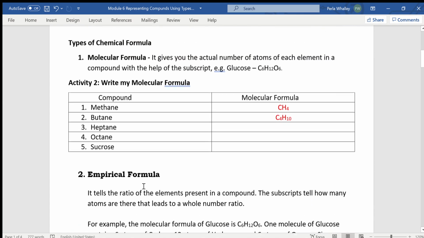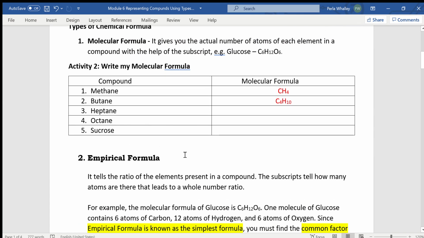Types of chemical formula. The first one is molecular formula. It gives you the actual number of atoms of each element in a compound with the help of the subscript. For example, glucose is C6H12O6. So we will do activity number 2. Write the molecular formula.